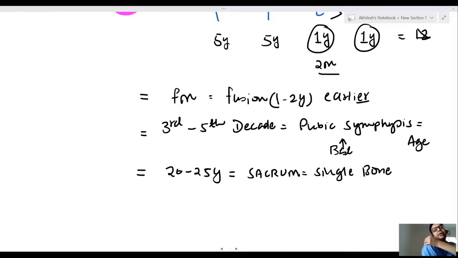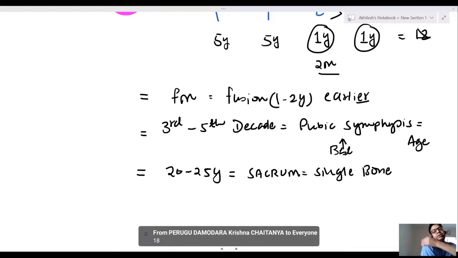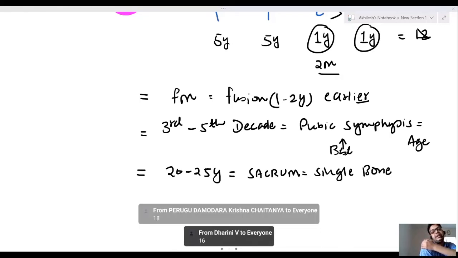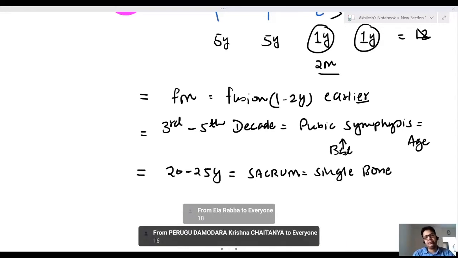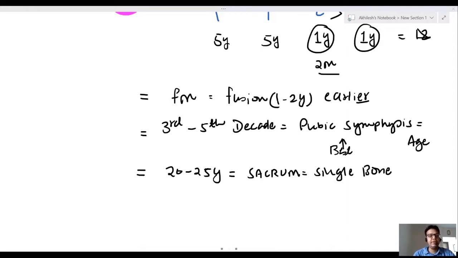Upper end of femur fuses at what age? Upper end of femur, you can see the rule: for upper limb, we'll start with 18. Lower limb, we'll start with 16. Inner end of clavicle fused at what age? Inner end of clavicle.